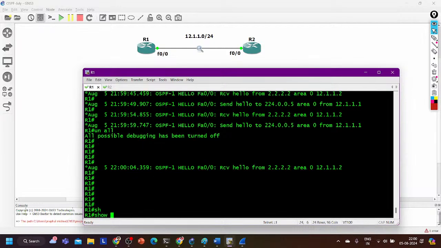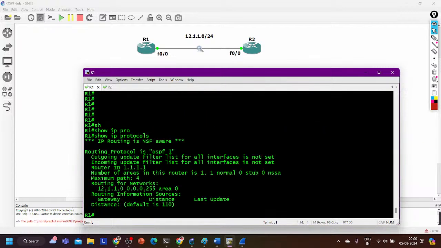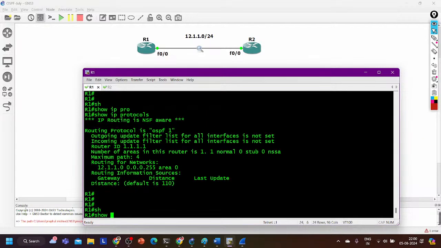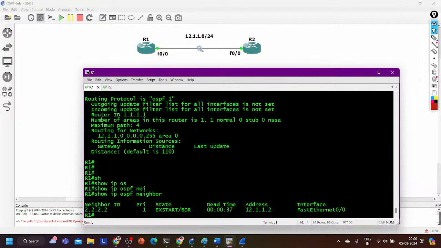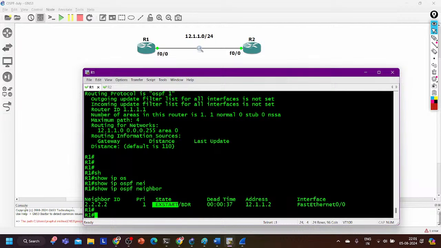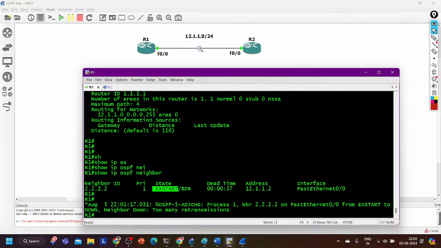On router number 2, show IP OSPF neighbor. Yes, I'm able to see the neighbor. 2.2.2.2 is my neighbor. But oh my god, state is stuck in ExStart state. State is stuck. Means routers are not going to exchange the database. As I told you, in OSPF we have two types of neighbor. Neighbor with adjacency and neighbor without adjacency. So this is neighbor without adjacency. My neighborship is stuck in ExStart state.